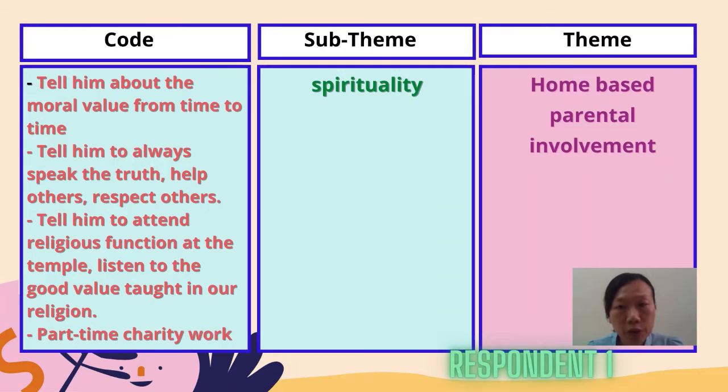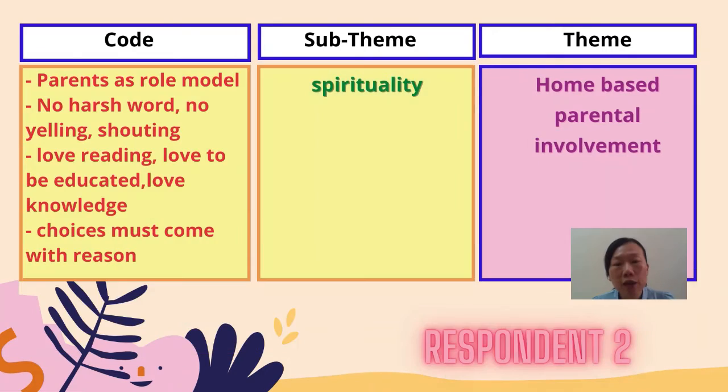The next sub-theme is spirituality. It refers to the values the parents instill in their children. For the first respondent, he will always tell his son about moral values from time to time, like always speak the truth, help others, and respect others. He also asks him to attend religious functions at the temple to listen to the good values taught in their religion. He also asks him to participate in part-time charity work.